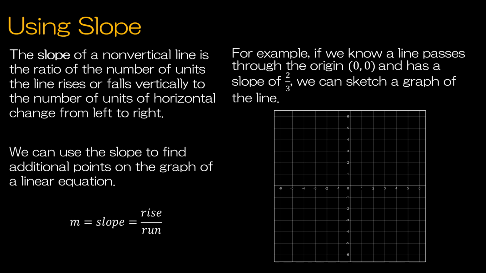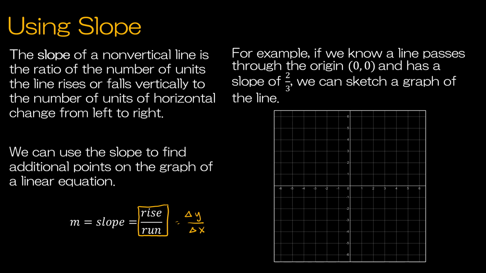And the slope is simply the ratio of the number of units a line rises or falls vertically to the number of units of movement right or left. Quite often when you begin learning about slope, you'll learn about it as rise over run. If you're a little fancier, delta y over delta x, as again, we're just looking at the change in y over the change in x as a ratio.